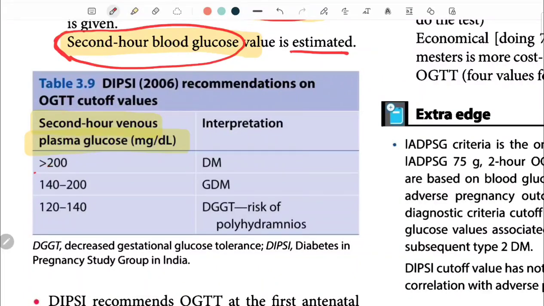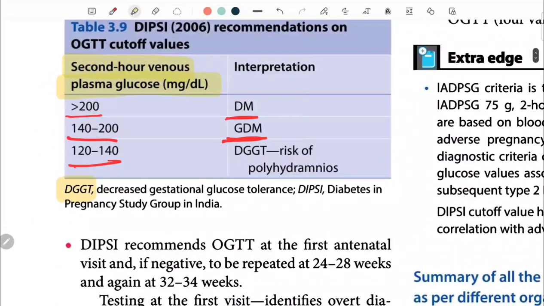If it is more than 200 mg per dl, then the interpretation is diabetes mellitus. If it is between 140 to 200 mg per dl, then the interpretation is GDM. And if the second hour venous plasma glucose is around 120 to 140, then DGGT. What is DGGT? Very important: DGGT stands for decreased gestational glucose tolerance.